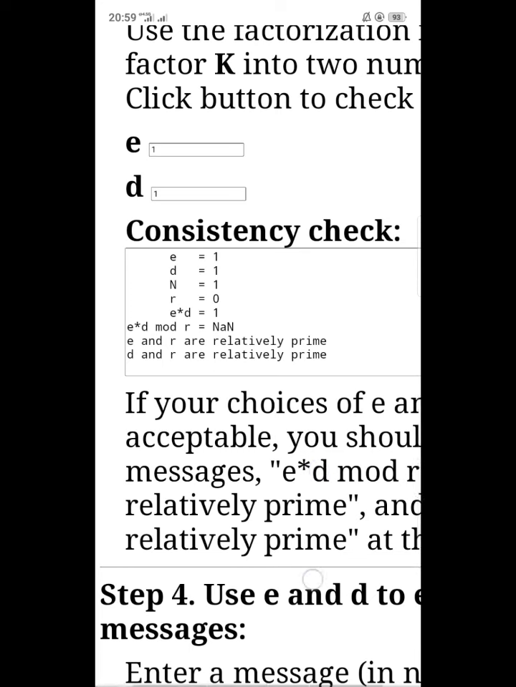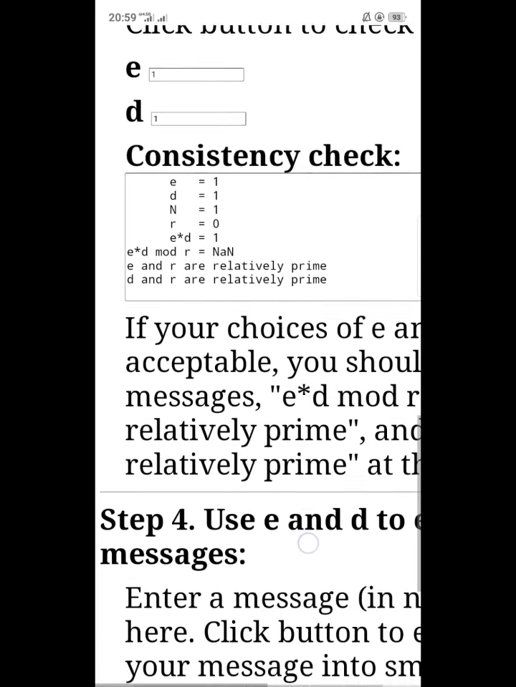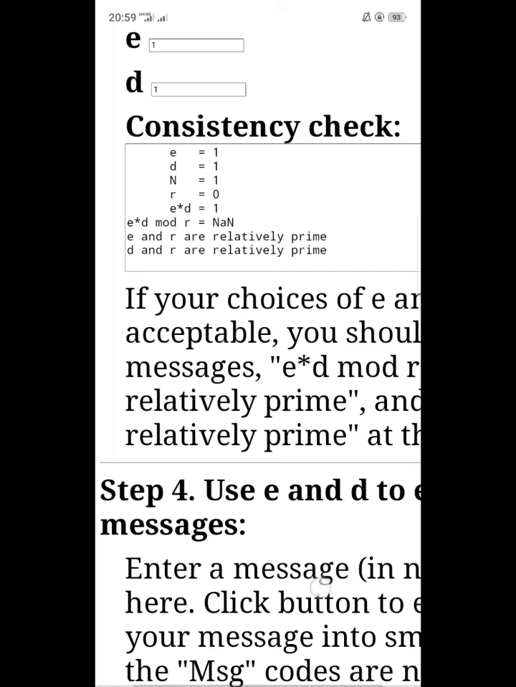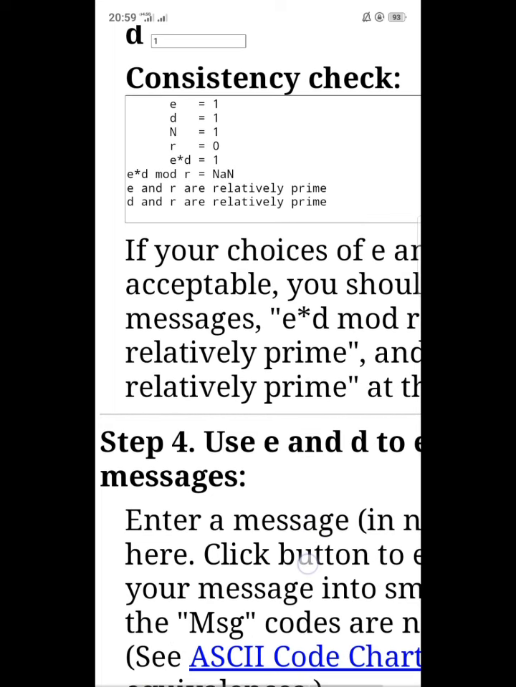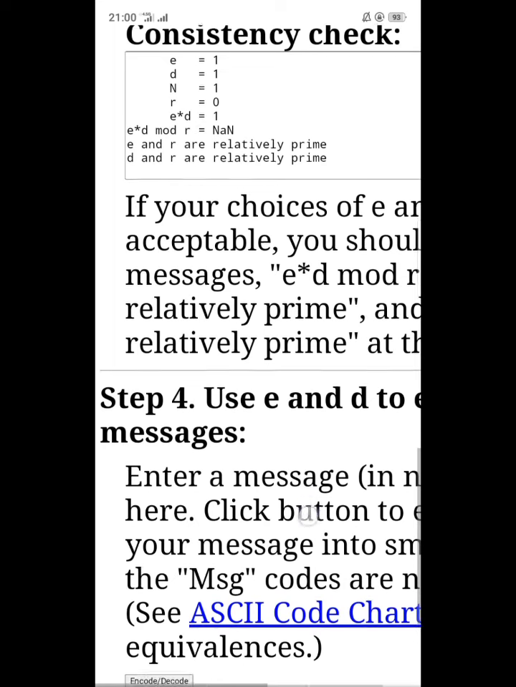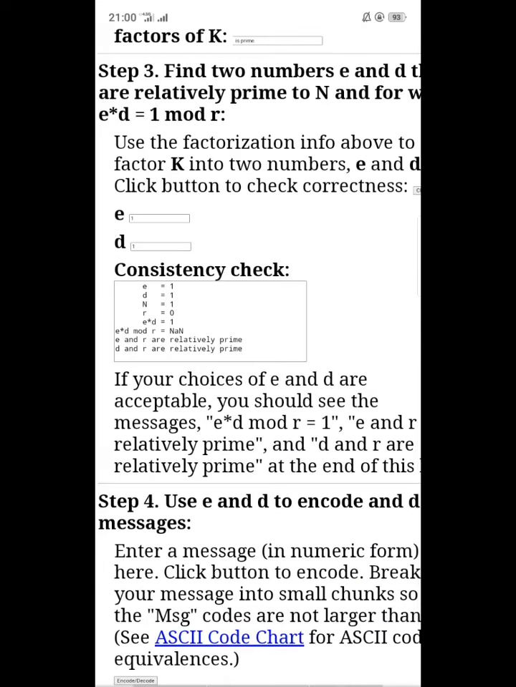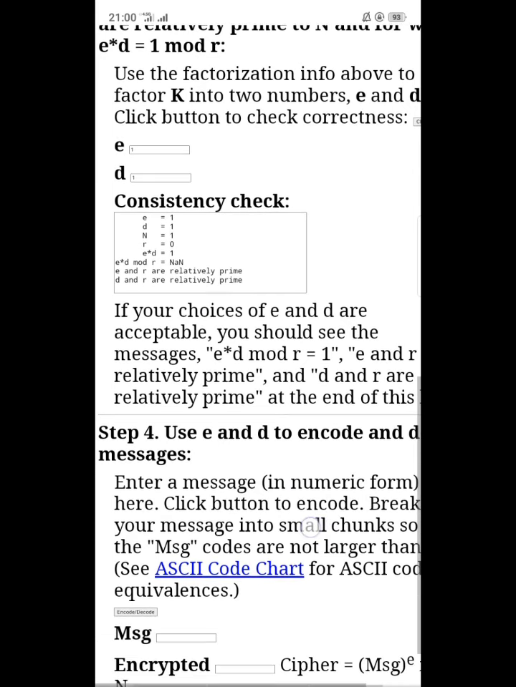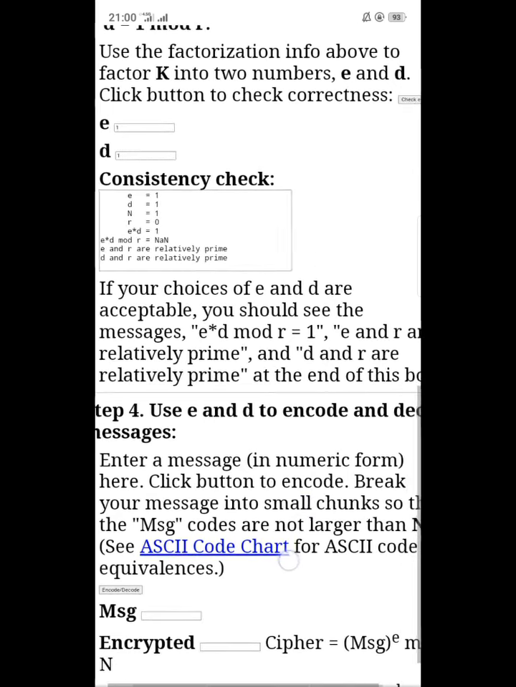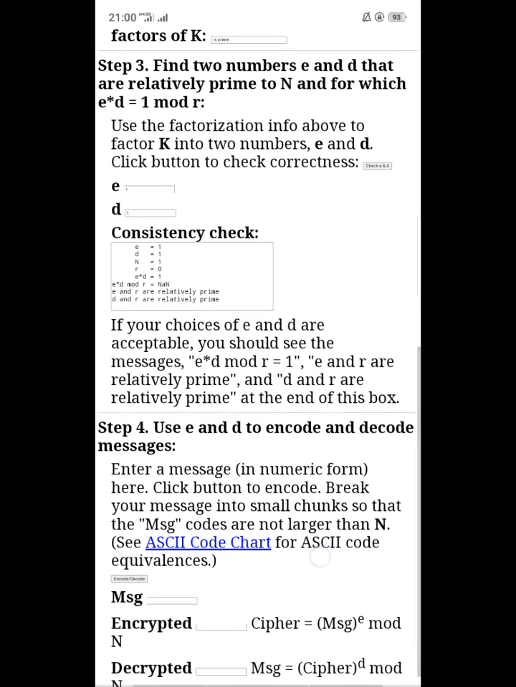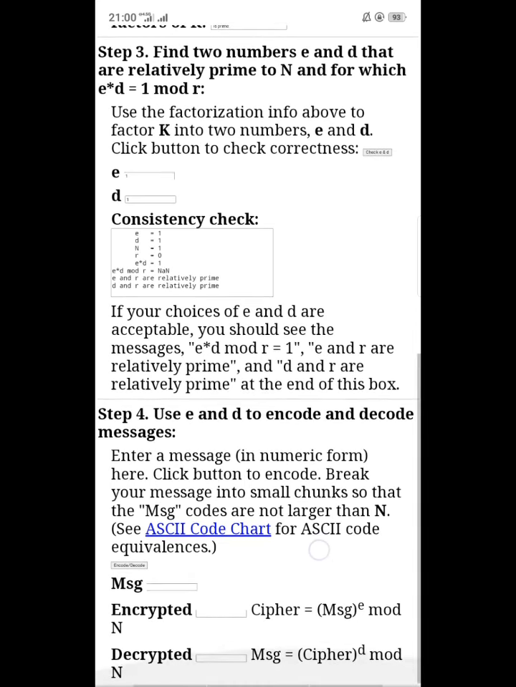Consistency check. e is equal to 1, d equals 1, n is equal to 1, r is equal to 0, e times d is equal to 1. e times d mod r is NaN. e and r are relatively prime. d and r are relatively prime. If your choice of e and d are acceptable, you should see the messages: e times d mod r is equal to 1, e and r are relatively prime, and d and r are relatively prime, at the end of this box.